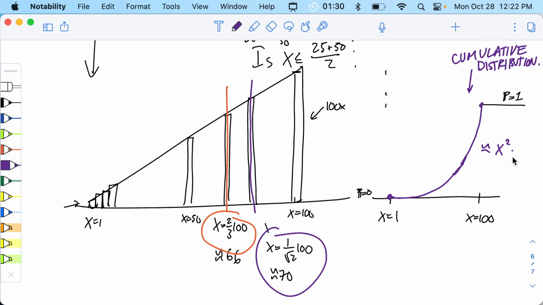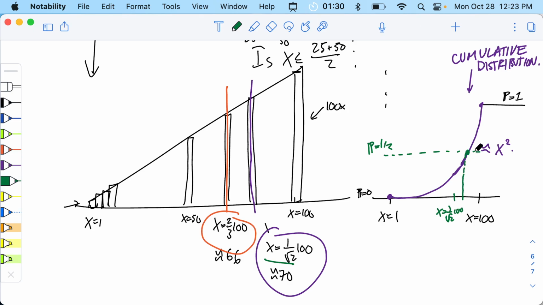Yeah, you would get a half. So if this is the quadratic equation x squared, then at this point, x equals 1 over square root of 2, times 100. That is exactly the point where it touches the halfway point. That's the probability. The cumulative probability is a half here.